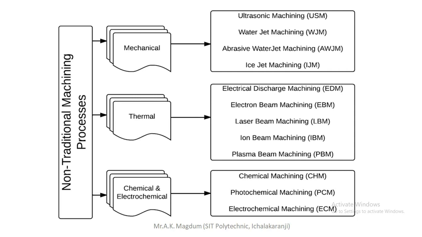Next, the last one is the chemical and electrochemical. There is chemical machining, CHM. Photochemical machining, PCM. Electrochemical machining, ECM. So these are the various non-traditional processes which are classified under mechanical, thermal, chemical and electrochemical. But only a few machining methods are defined in your syllabus. So we will discuss only those topics and contents in further lectures.